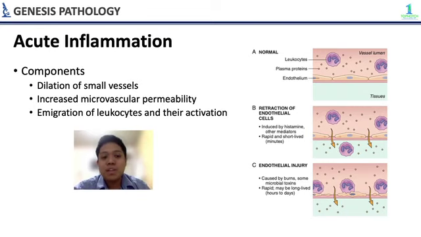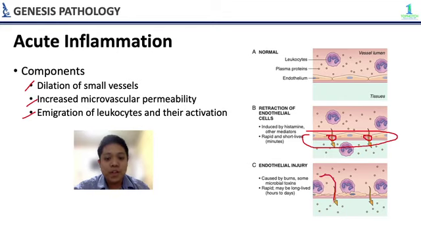So, yung components niya, first magkakaroon ng dilation of small vessels. So, that will produce the erythema or the rubor. Next, we have increased microvascular permeability because of the release of histamines or other mediators from the neutrophils and magkakaroon ng emigration of the leukocytes and their activation. So, first, magkakaroon ng contraction of the endothelium. Kapag nag-contract yung mga endothelium, magpo-produce siya ng mga spaces in between. Bakit? Para saan to? It's because the neutrophils want to go to the site of the injury. So, from the blood vessel, lalabas sila para makapunta sila dun sa site of the injury.